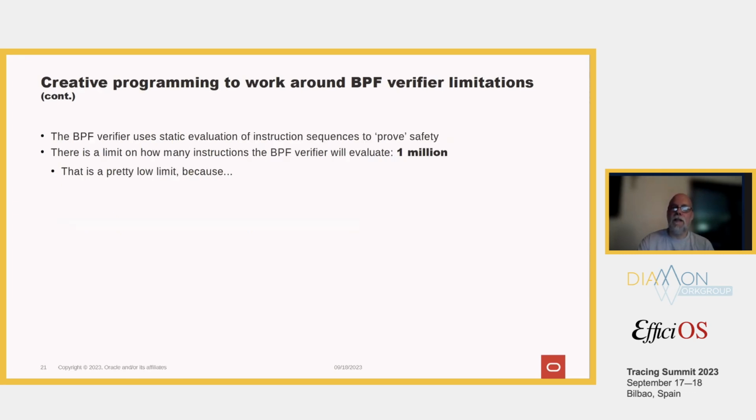So since it uses static evaluation in the verifier for instruction sequences, there's a limit. You can't hold the verifier busy for too long. So there's 1 million instructions because this is privileged programs, and that seemed to be a really good limit until we started working with it, and now it seems very, very low.